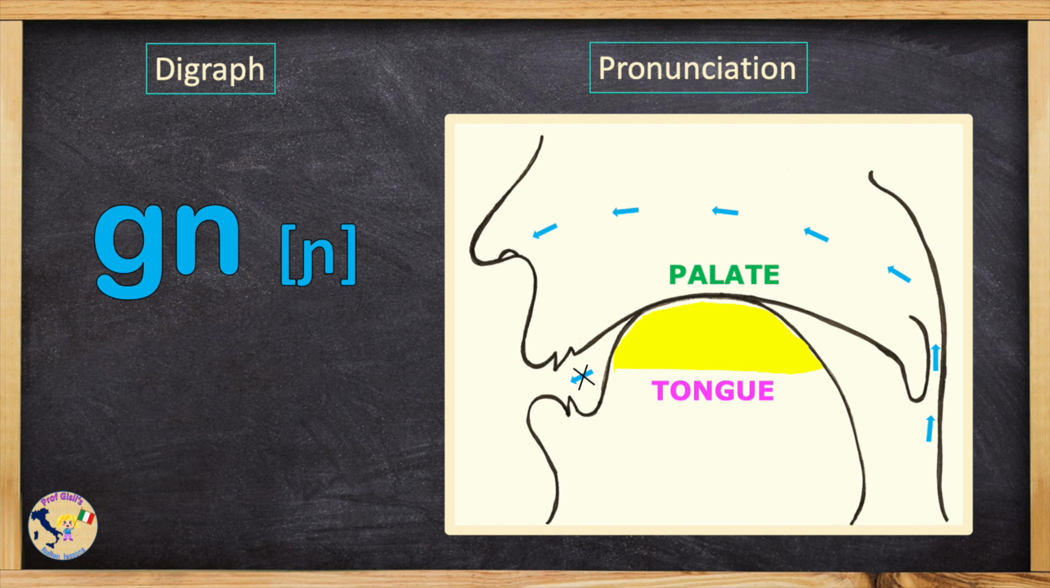Here is a useful word pair which might make you notice the difference a bit better. Lana and lagna. Again, lana, lagna. I suggest you repeat these words a few times to get used to the sound. But now let's practice more words.